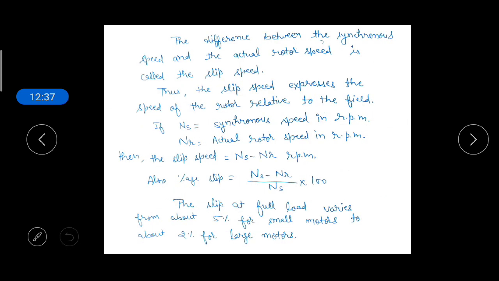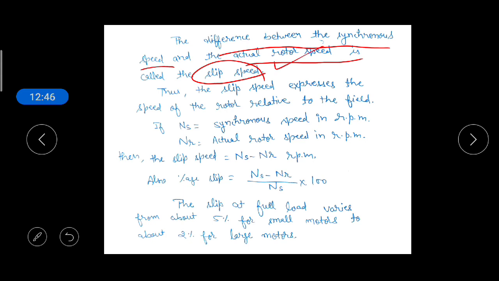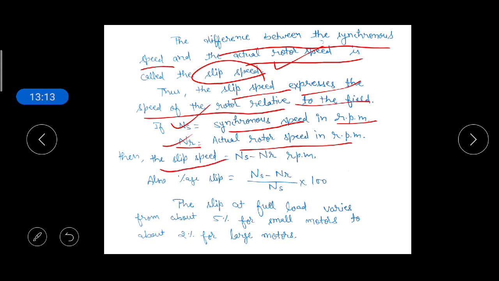Now the difference between the synchronous speed and the actual rotor speed is termed the slip speed. So the slip speed expresses the speed of the rotor relative to the field, how much speed it has in relation to the field. If Ns is the synchronous speed in rpm and Nr is the actual rotor speed in rpm, then what will be the slip speed? It will be equal to Ns minus Nr rpm.